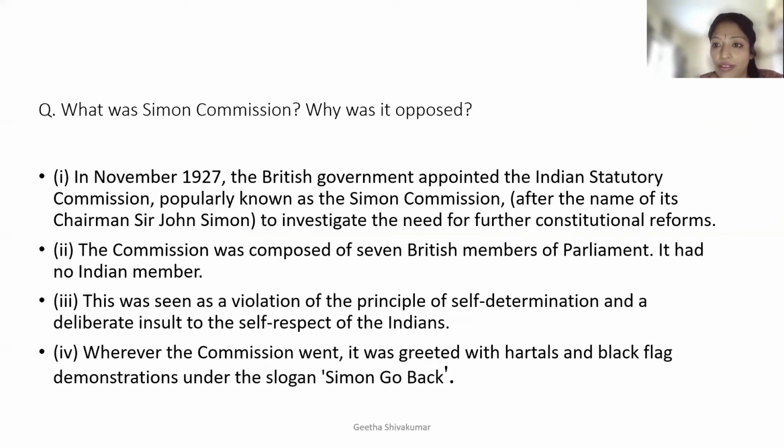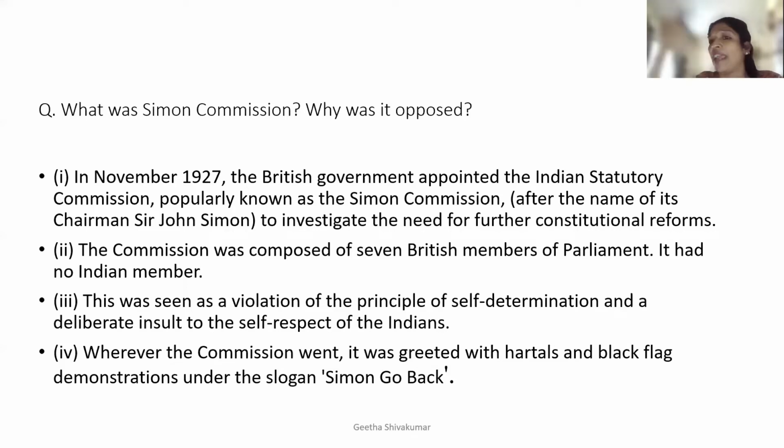Okay, next one. What was the Simon Commission? Why was it opposed? The question can be reframed. What do you understand by the Simon Commission, or what are the key features of the Simon Commission? Why was it opposed? Why were Indians not with the Simon Commission? What are the different reasons why Indians felt that the Simon Commission needed to be boycotted? Or they can ask you why 'Simon Go Back' slogans were raised in India.